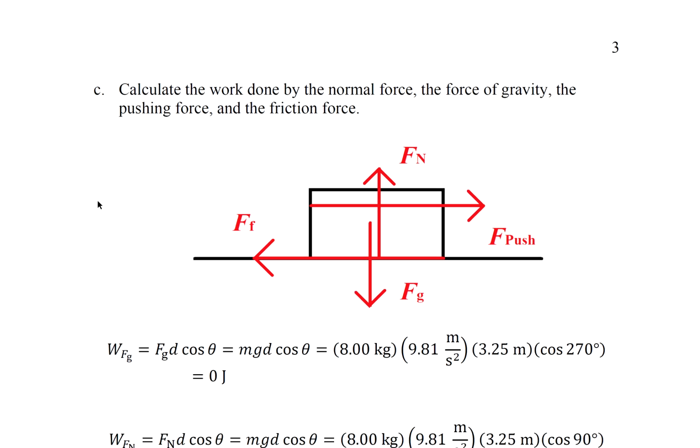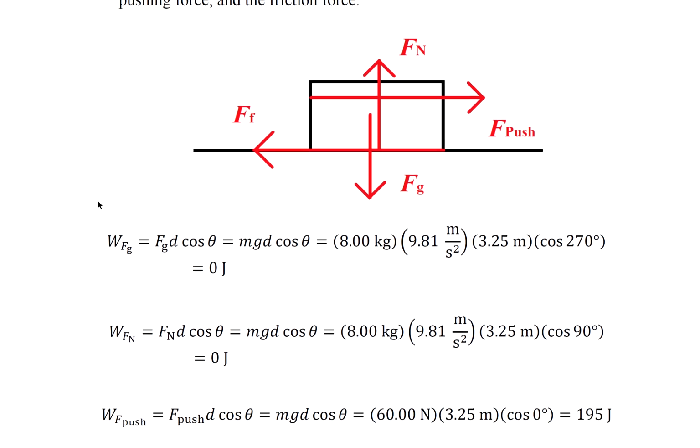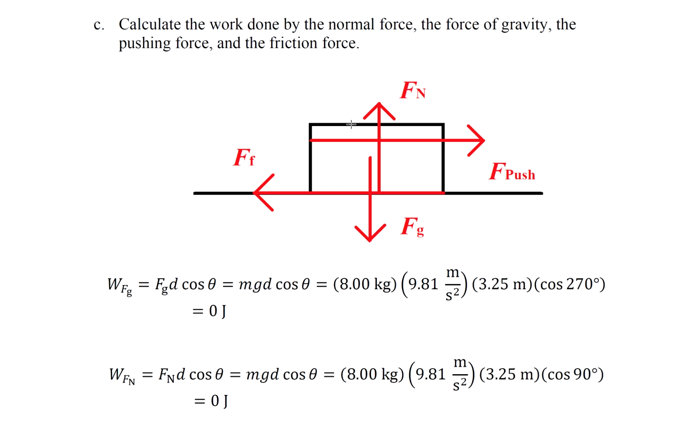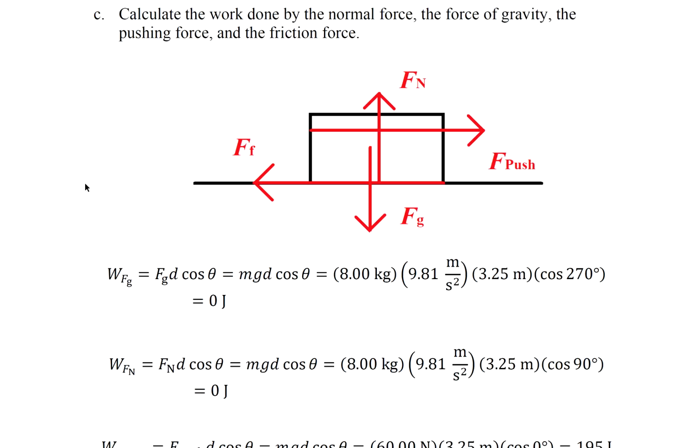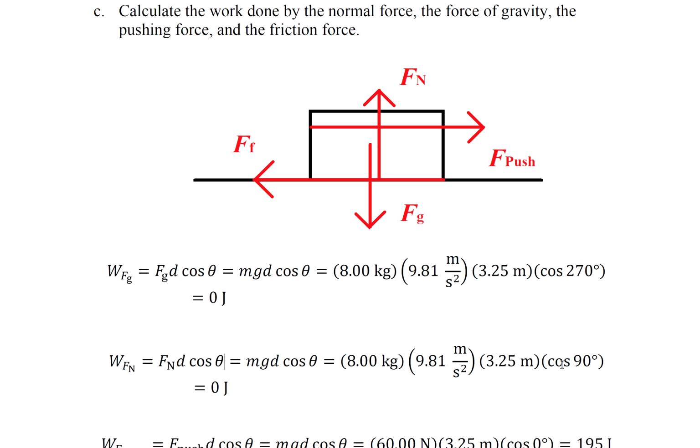Part C, calculate the work done by the normal force, the force of gravity, the pushing force, and the friction force. Let's look at the force of gravity. The object goes to the right, force of gravity is down. That's 270 degrees. Because remember, theta equals 0 is east, and then positive theta is counterclockwise. So the cosine of 270 is 0. The angle between the displacement, which is to the right, and the normal force is 90 degrees. So the cosine of 90 is 0. So the work done by the normal force is 0.